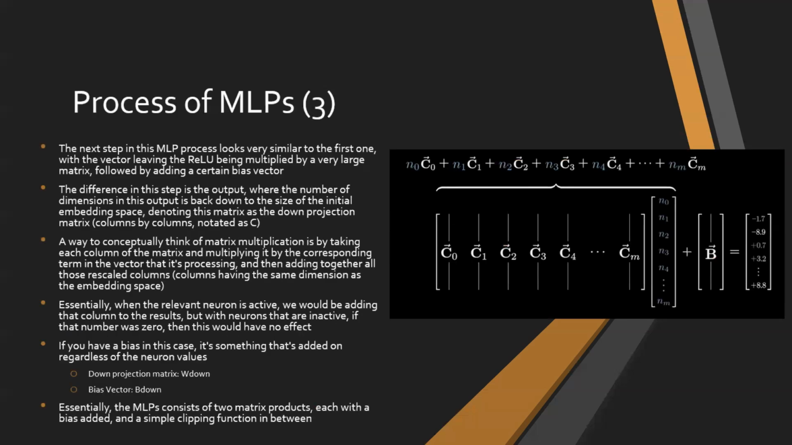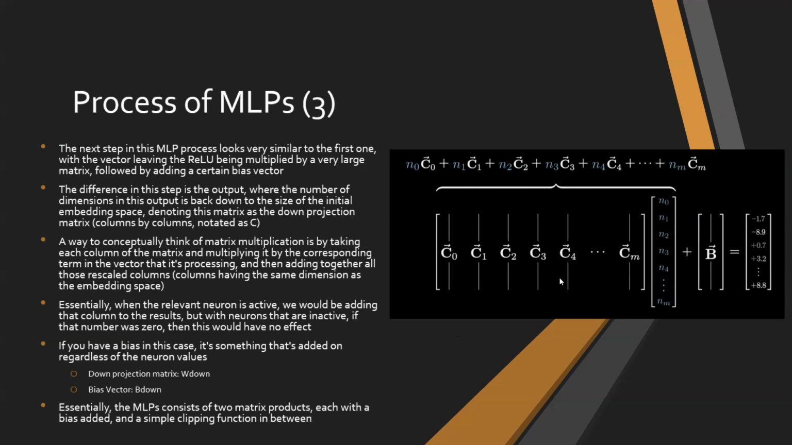The next step in this MLP process looks very similar to the first one, with the vector leaving the ReLU being multiplied by a very large matrix, followed by adding a certain bias vector. The difference in this step is the output, where the number of dimensions is back down to the size of the initial embedding, denoting this matrix as the down projection matrix. If you remember, in the first step we went row by row, but in this step, we're going by column, which is denoted as C.